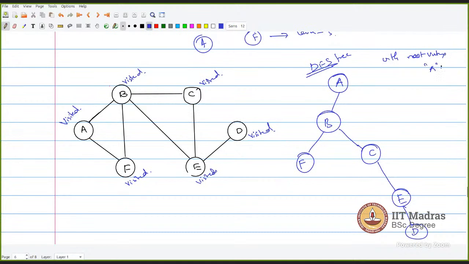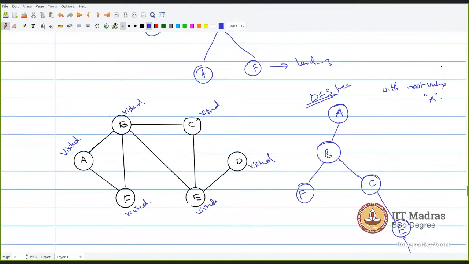So DFS is actually where you go deep in, with no need to explore all the neighbors. You explore one neighbor, you go to that neighbor, you forget about the previous one. From there, you explore one unvisited vertex which is adjacent to that particular vertex. You go into that vertex, forget about the previous one.